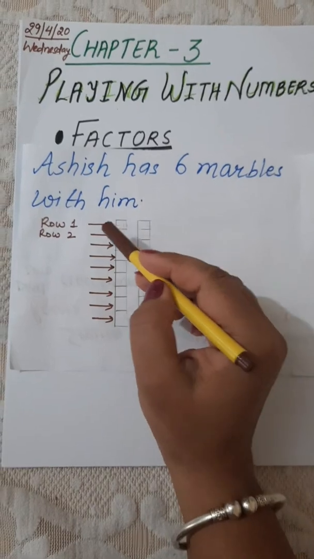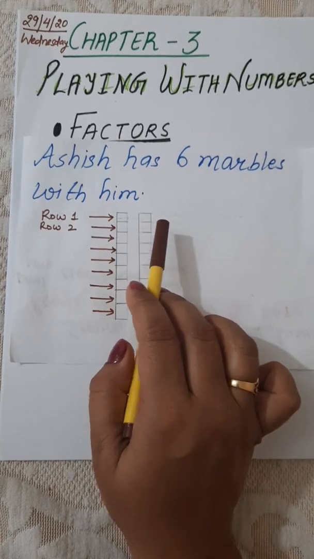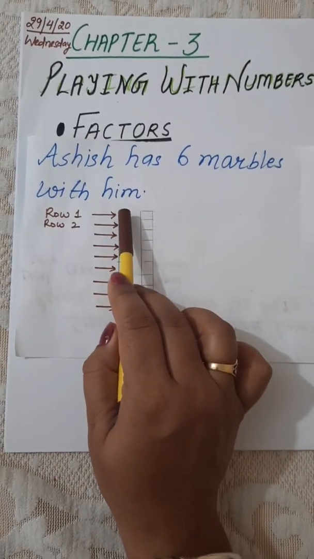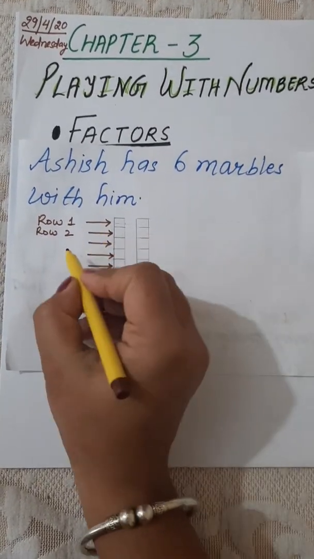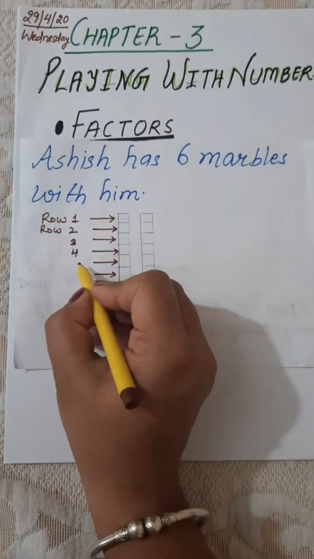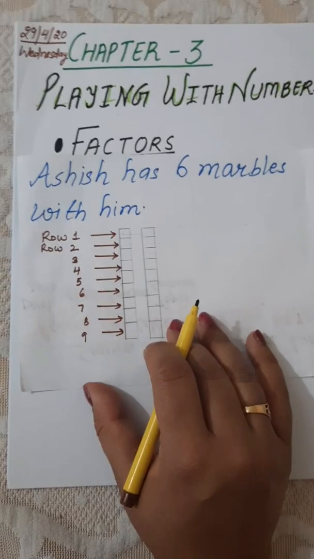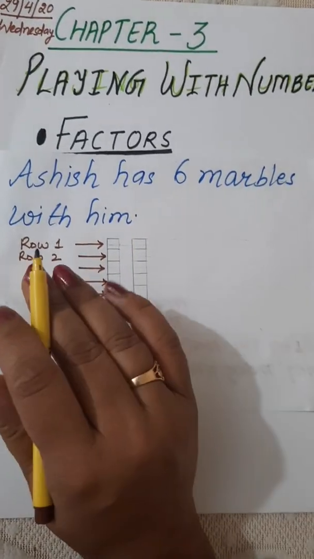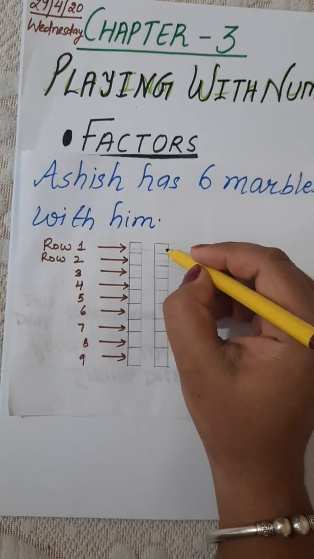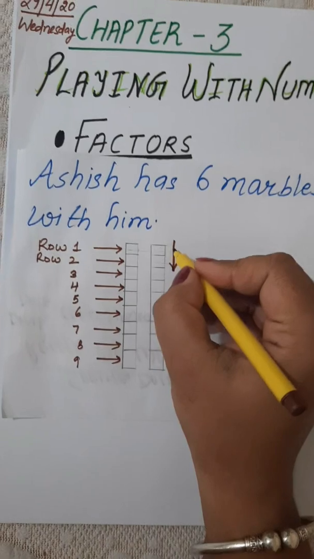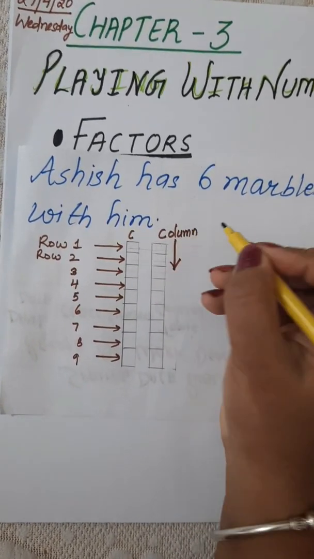In this, the brown lines indicate horizontal lines, and these are rows. So this is the first row. In the first row there are 2 boxes. Now this is the second row. In the second row there are 2 boxes again. Similarly, third row, fourth, fifth, sixth, seventh, eighth and ninth. In each row there are 2 boxes. So when objects are placed horizontally, these indicate rows. When objects are placed vertically, we say it is a column.